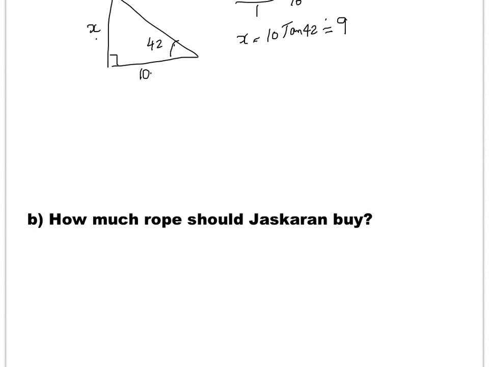The second part of the question says, how much rope should Jasperin buy? This means I have to find the hypotenuse, let's call it y. Since I have the two sides, x and 10, then I can use the Pythagorean theorem. I can say that y is the square root of x squared, which is 9 squared, plus 10 squared. If we use the calculator, this approximately becomes 13.5 meters.